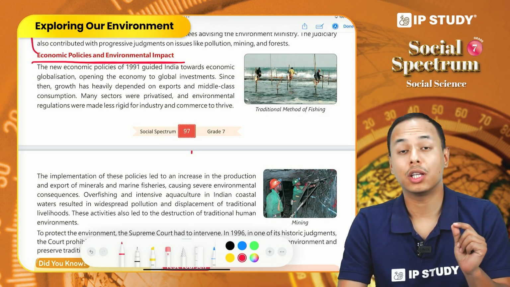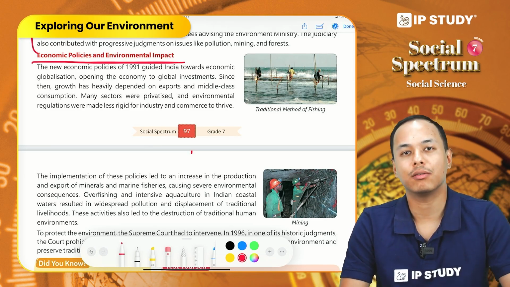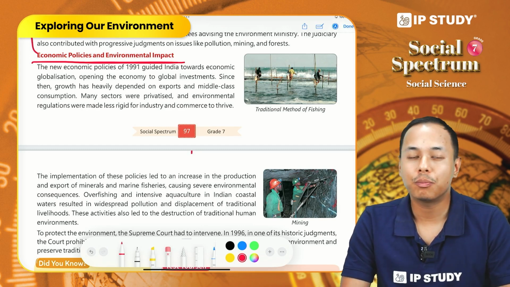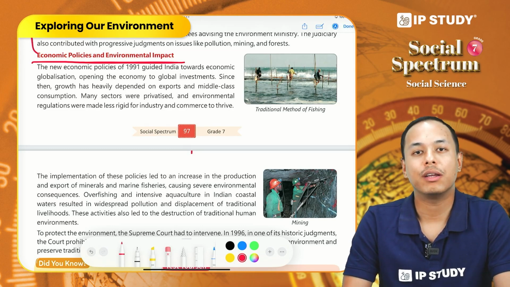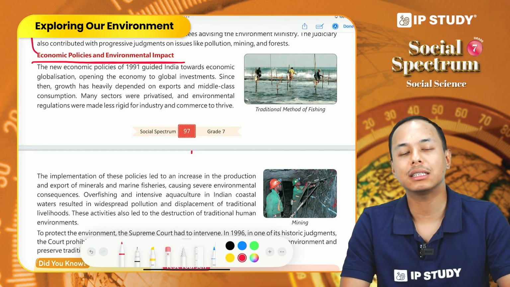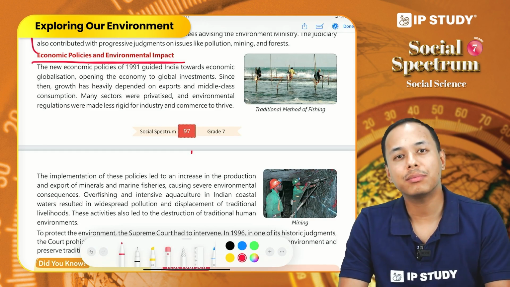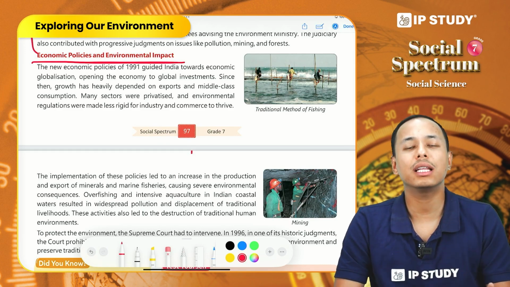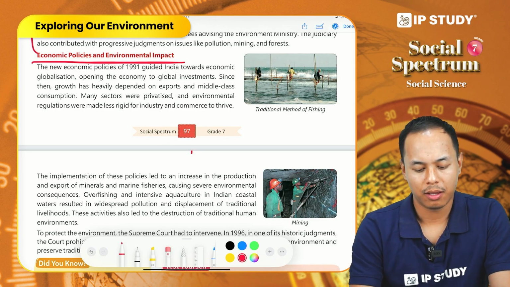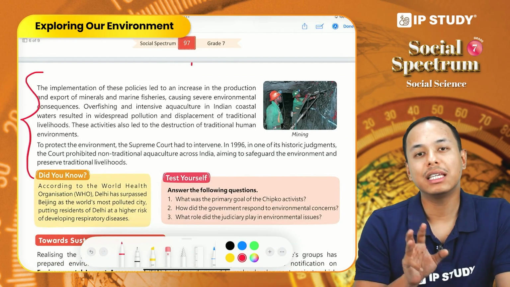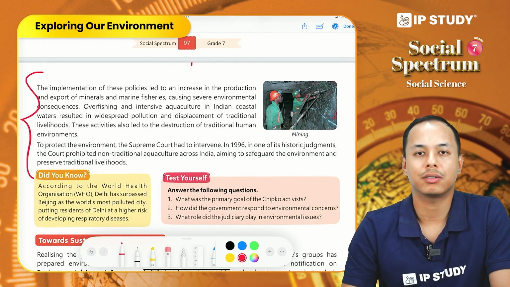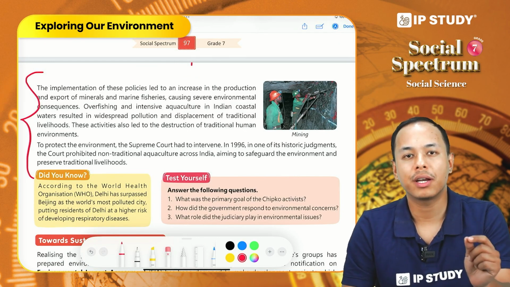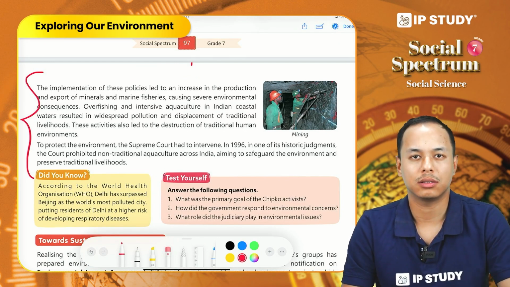Okay, the new economic policies of 1991 guided India towards globalization. India opened its economy for global investment. So this resulted in many sectors being privatized. At the same time, the environmental regulations and laws were made less rigid so that industry and commerce could thrive. So implementation of these new policies that helped industry led to the increase in export and production of minerals, marine fisheries, and other industry.